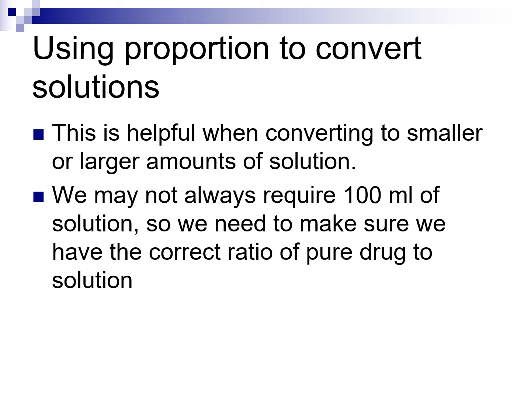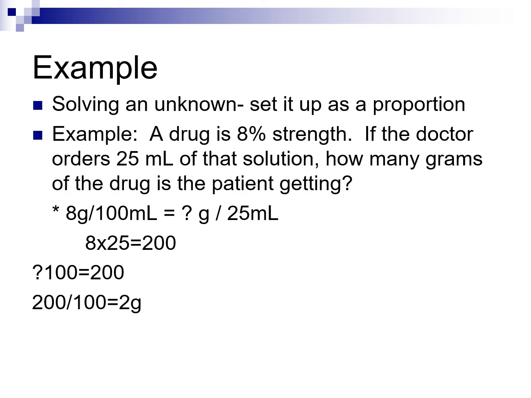All right, so again, looking at the proportion to convert to solution. This is definitely helpful when we are converting to smaller or larger amounts of solution, because we're not always going to need 100 mils of a solution. So we need to make sure that we have the correct ratio of pure drug to solution. Here's an example. We're trying to solve for an unknown, so we need to set it up as a proportion. That's pretty much how you're going to be doing a lot of these problems.